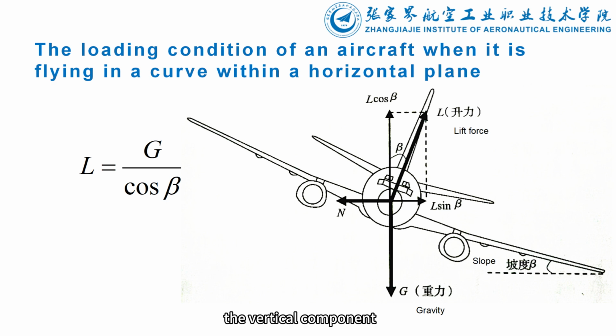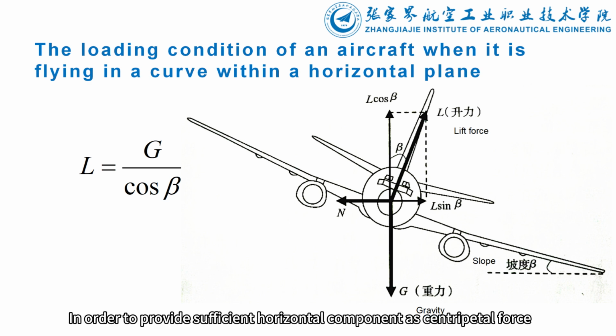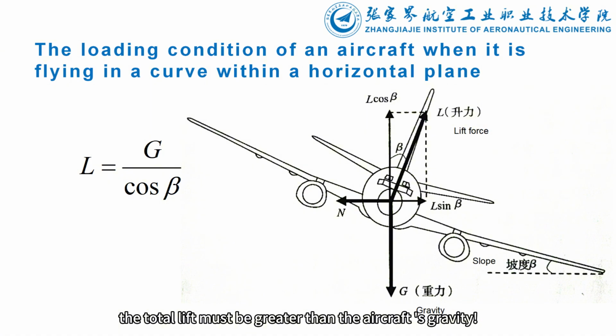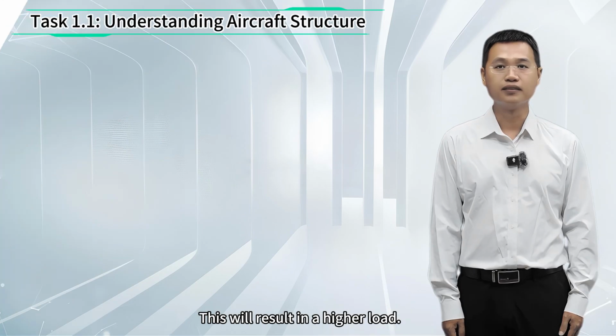4. The vertical component of lift must be equal to gravity, G, in order to keep the aircraft's altitude constant. Attention everyone, in order to provide sufficient horizontal component as centripetal force, the total lift must be greater than the aircraft's gravity. This will result in a higher load.